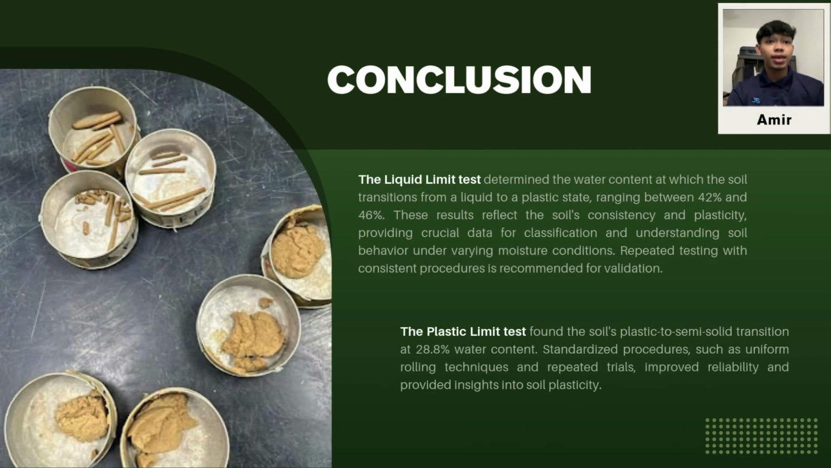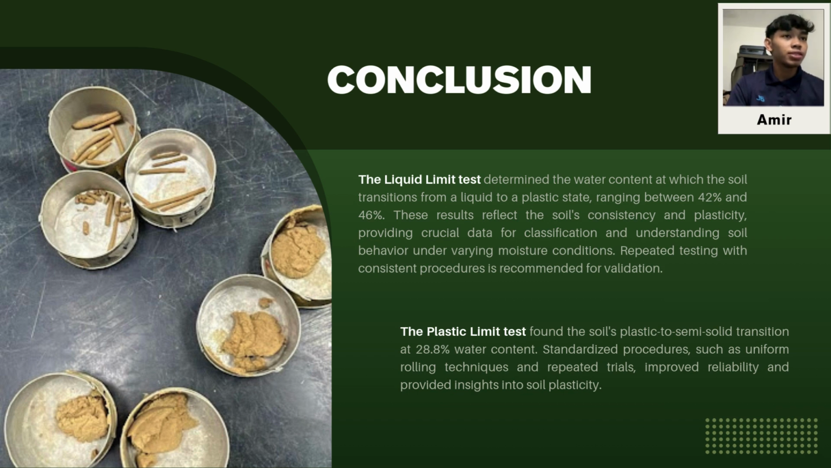Next, we go to the liquid limit test. The liquid limit test revealed the water content range of 42% to 46%, where soil transitions from a liquid to a plastic state. This result helped assess soil consistency and behavior under varying moisture conditions. To ensure reliable data, repeated testing with the standardized procedure is essential.